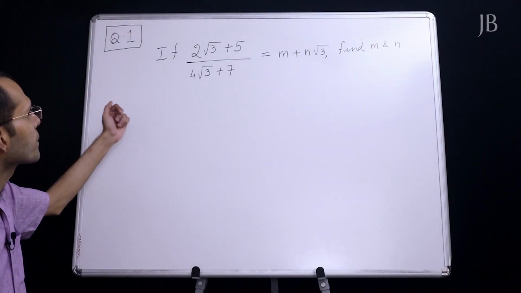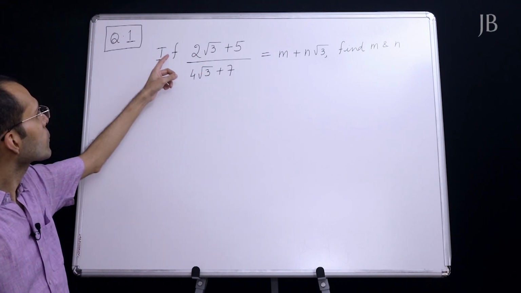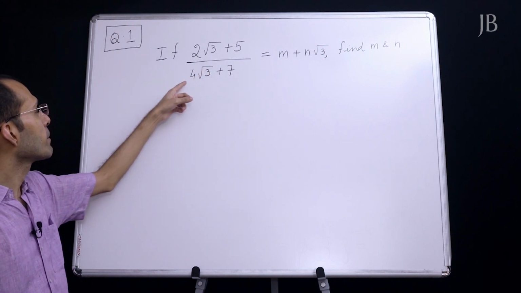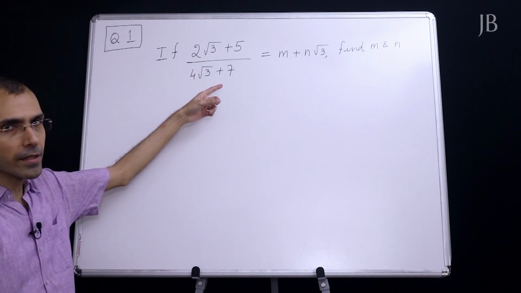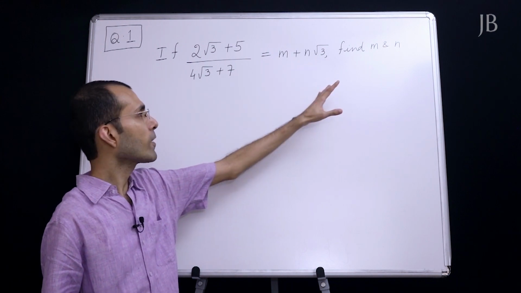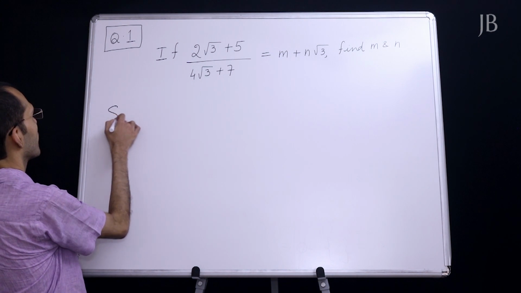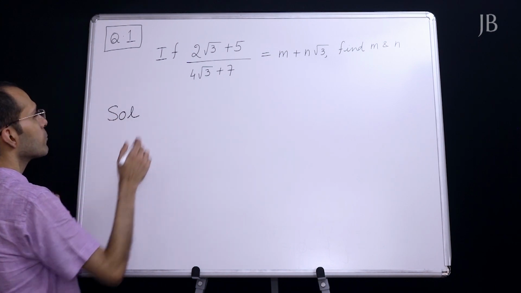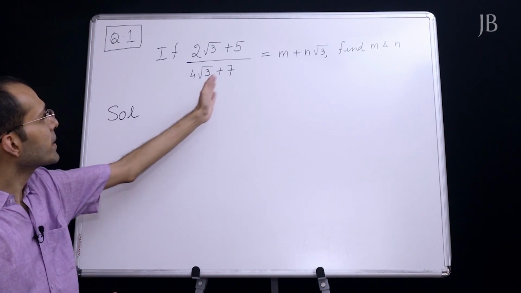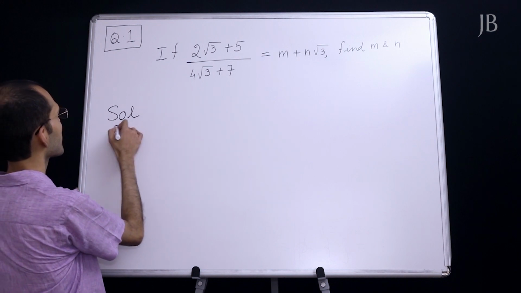Question 1. Standard typical question. If 2 root 3 plus 5, the whole divided by 4 root 3 plus 7, is equal to m plus n root 3, find m and n. Okay. Now see, we will have to rationalize the denominator here, and then equate it to m plus n root 3. It is already equal. So how do we go about?